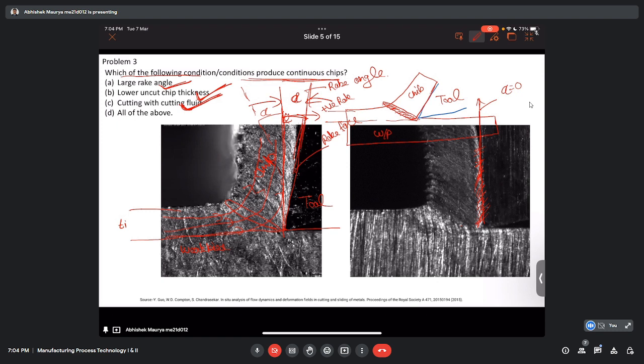So all three options are correct. In order to produce continuous chips, all three options are correct. So the final answer for this question is D, all of these. So the correct answer is D. If any of you have any doubt, please ask me.